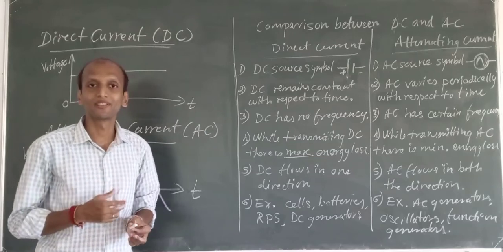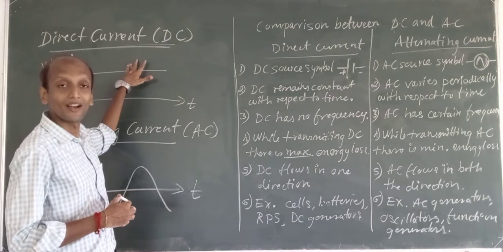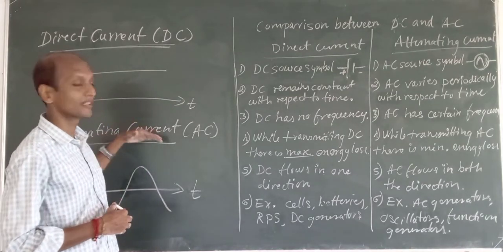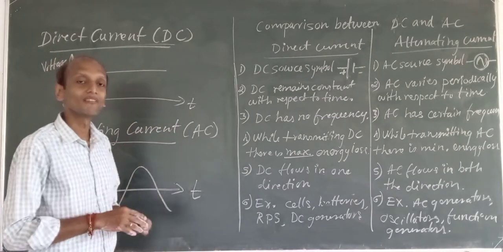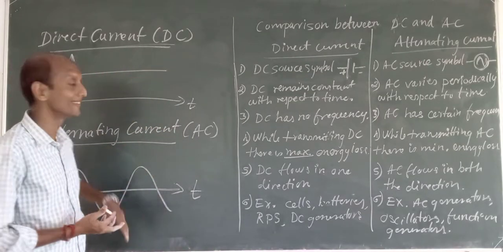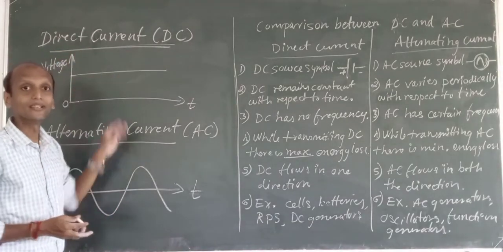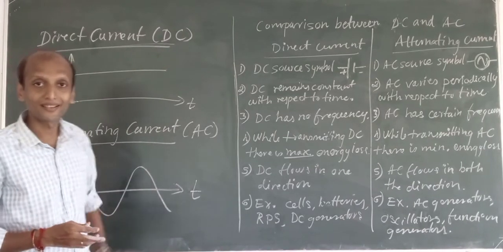Students, in our previous class, we have seen something about alternating current and direct current, isn't it? So, alternating current and direct current we have seen in our previous class. So, here we will see the things in detail. So, coming to direct current, DC. So, what is direct current?